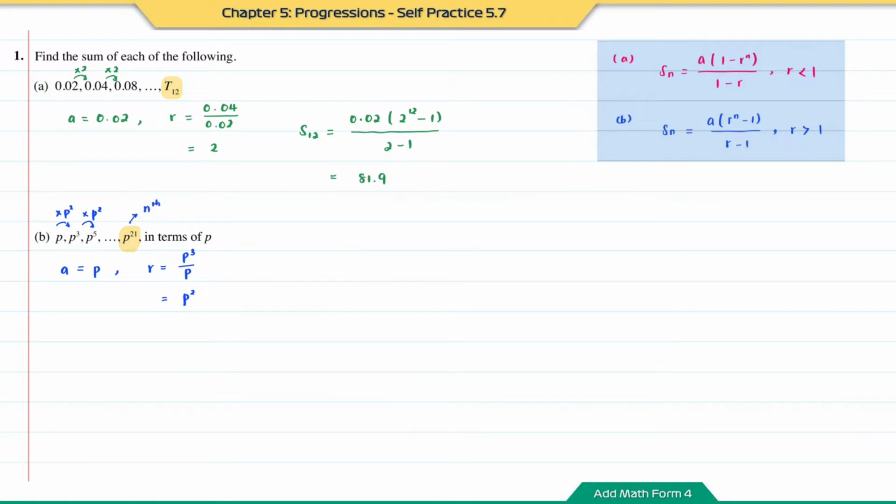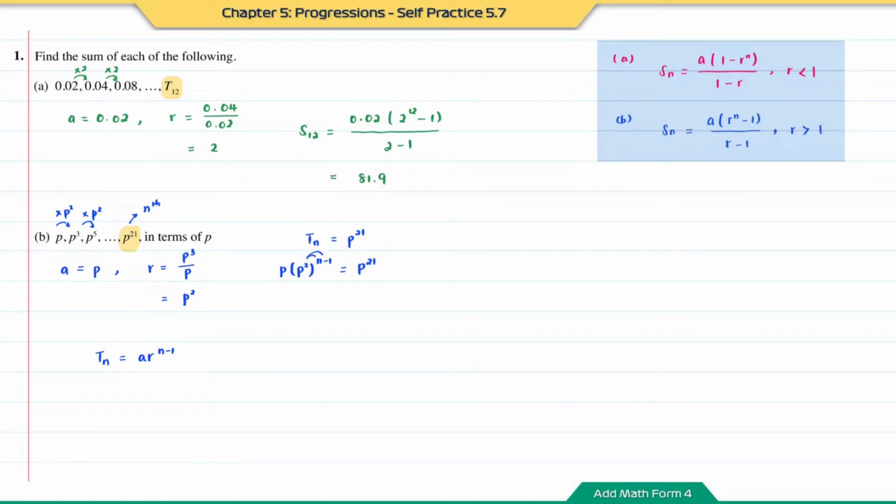So here I'm going to label it as the nth term, and we're going to find the n. We're going to solve this using the formula Tn equal to a r to the power of n minus 1. For question B, the term p to the power of 21 is the Tn. The a for this geometric progression is p, and the r, which is the common ratio, is p squared. So the power will be n minus 1. This is equal to p to the power of 21.